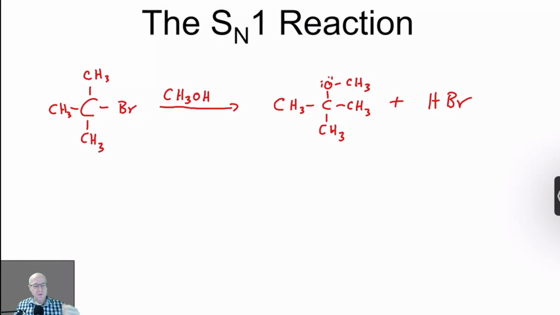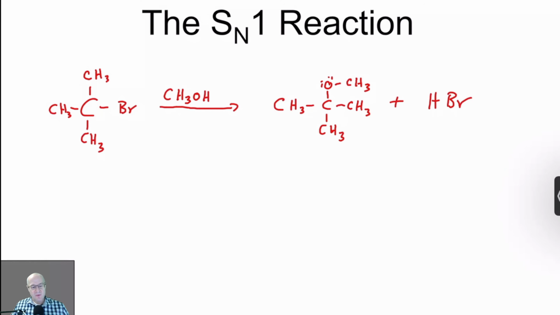SN1: substitution, nucleophilic, so it gives me an idea of the type of reaction and type of mechanism. The 1 means unimolecular, just like in SN2, the 2 meant bimolecular. The 2 meant it was second order. The 1 means this is first order. So second order means there's 2 entities in the rate limiting step. 1 means there's 1 entity in the rate limiting step.